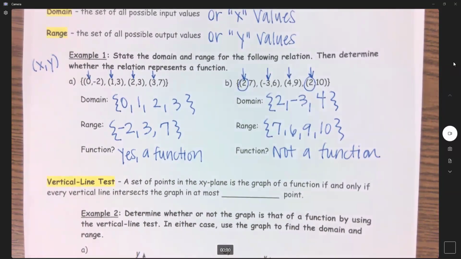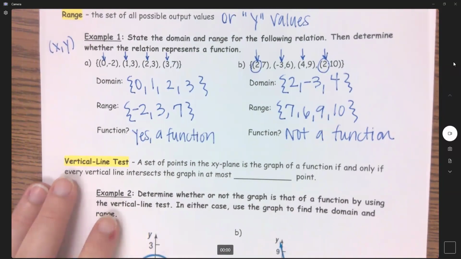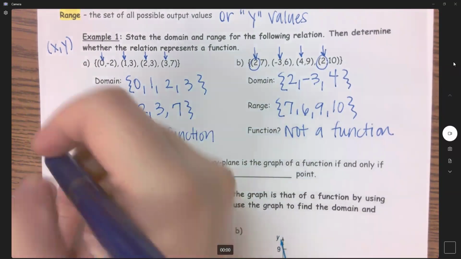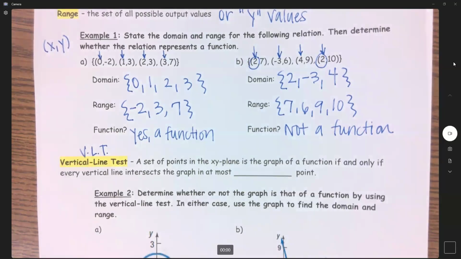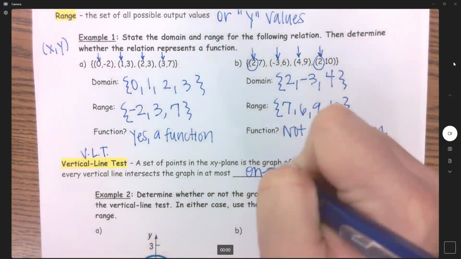Now, when I have a set of ordered pairs, we just look at the x values. Does the x repeat? When I have a graph, we will use the vertical line test, which I will abbreviate as the VLT. And the VLT says a set of all points in the XY plane is a graph of a function if and only if every vertical line intersects the graph in at most 1 point.